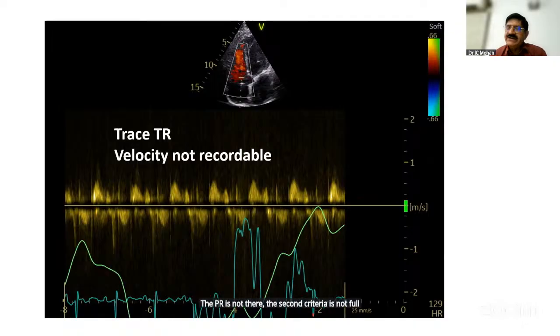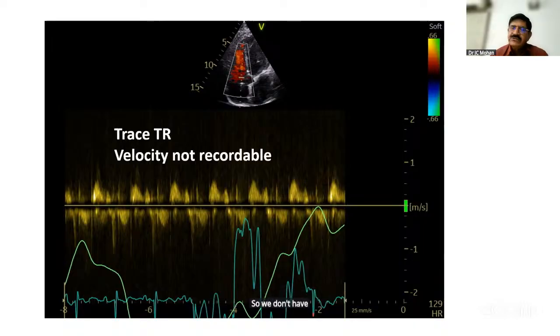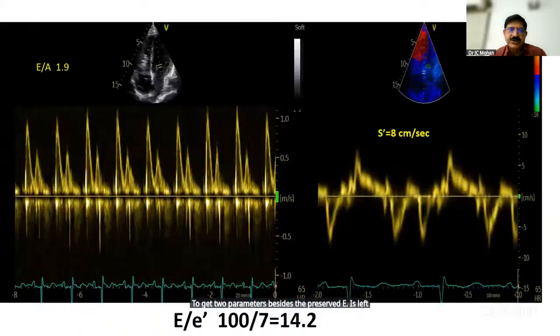What about left atrial volume? I have already shown you. So we have E to A ratio between 0.8 to 2. We don't have TR, and we don't have left atrial volume more than 34. So the only thing we have to now rely on to get 2 parameters, besides the preserved E prime, is left atrial reservoir strain. But we'll talk about that.